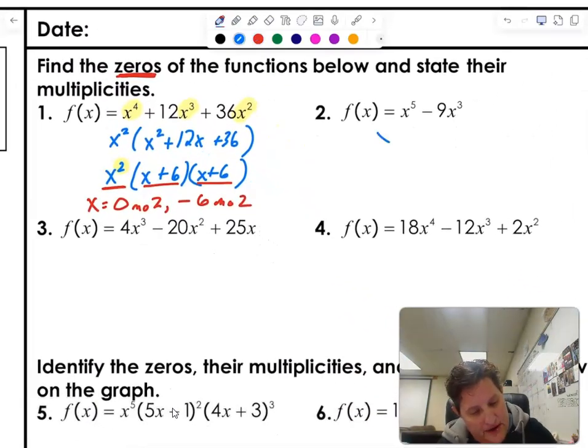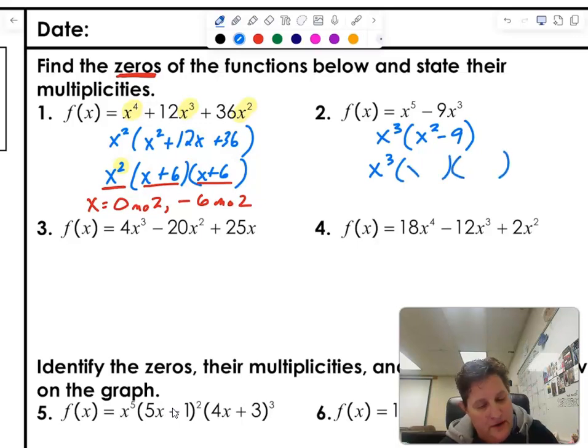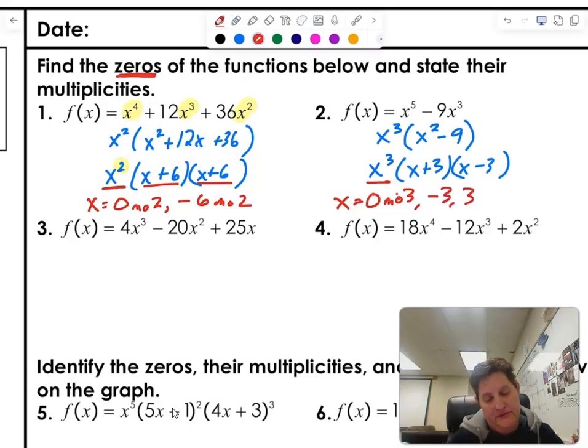Number 2 also has a GCF, x to the third. I get x squared minus 9. And then that is a difference of squares. So I get (x plus 3)(x minus 3). So my solutions are 0. Now this time it's to the third, so I'm going to say it as a multiplicity of 3, negative 3, and positive 3.